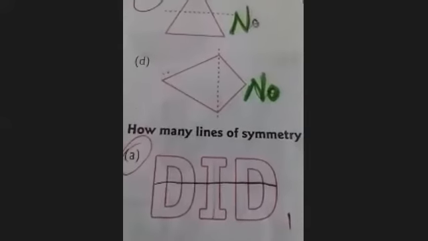Now, students, question number 4. How many lines of symmetry do each of the following figures have? In the first figure, we have one line of symmetry. Second, once again, one line of symmetry. In the third figure, we have 5 lines of symmetry. Clear, students?